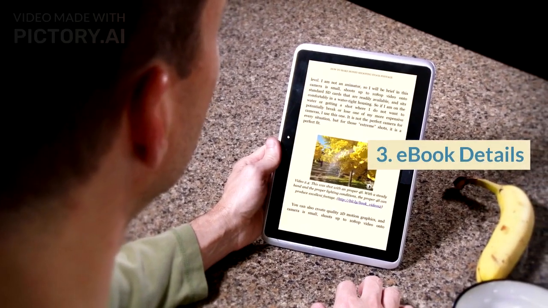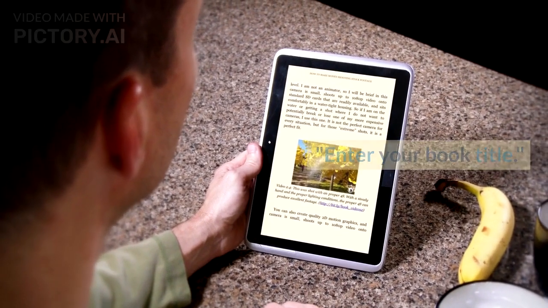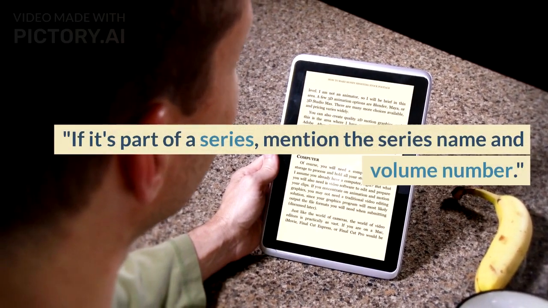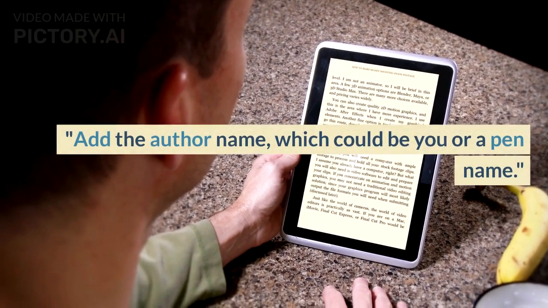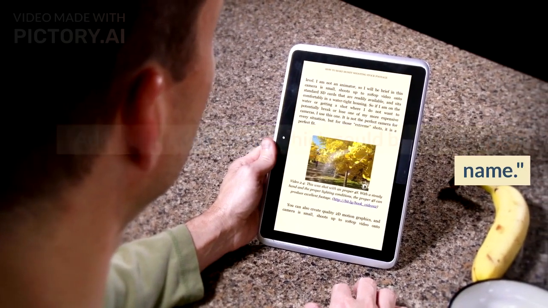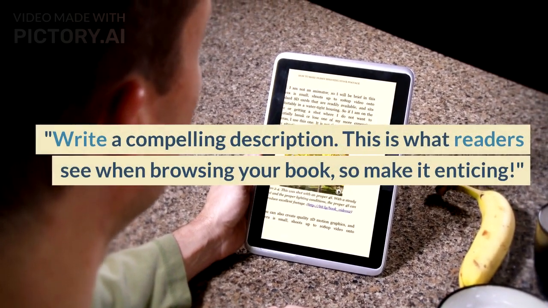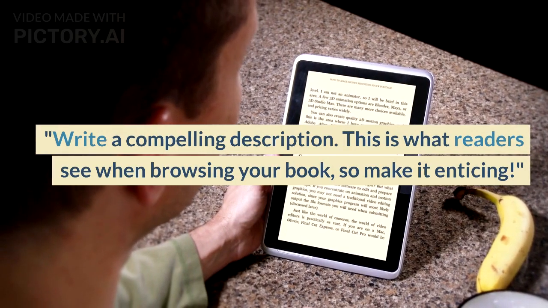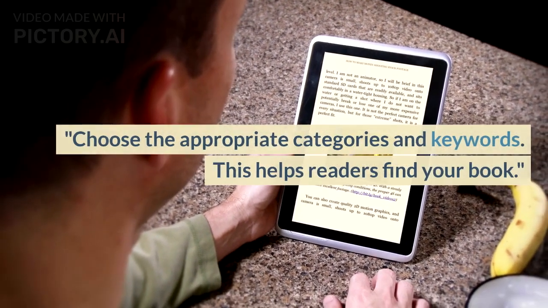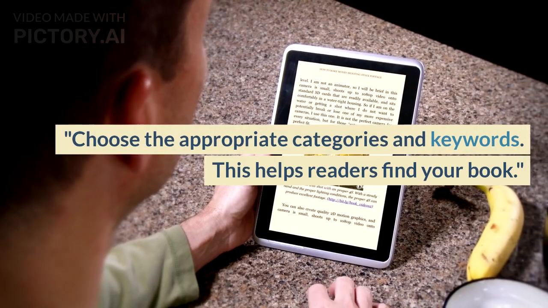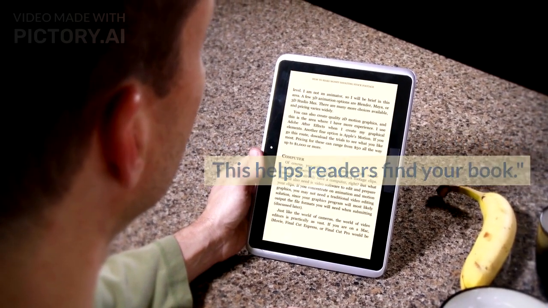3. Ebook details. Enter your book title. If it's part of a series, mention the series name and volume number. Add the author name, which could be you or a pen name. Write a compelling description. This is what readers see when browsing your book, so make it enticing. Choose the appropriate categories and keywords. This helps readers find your book.